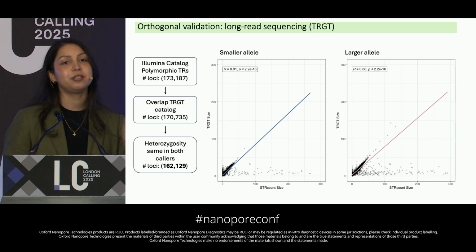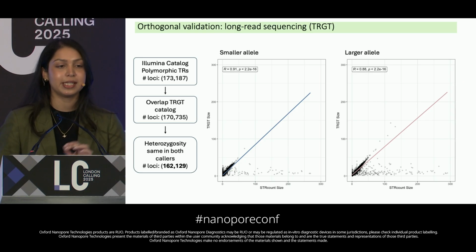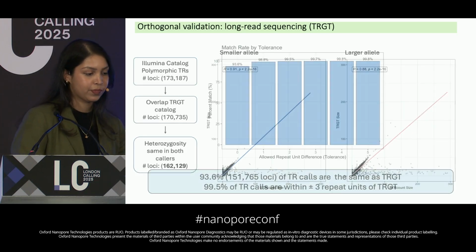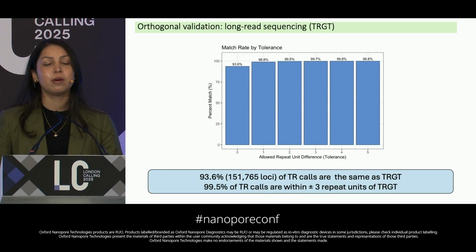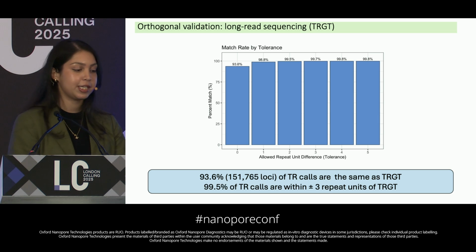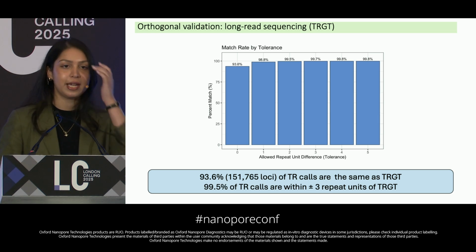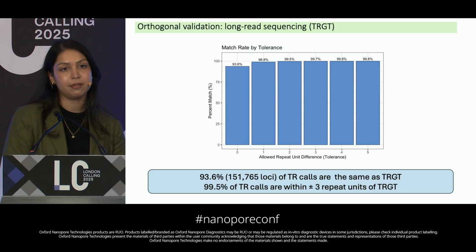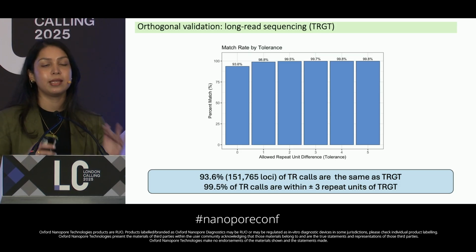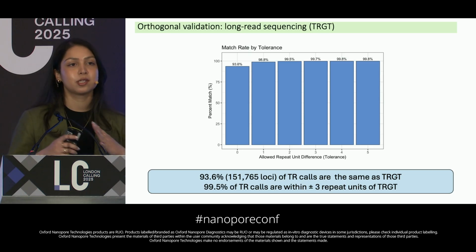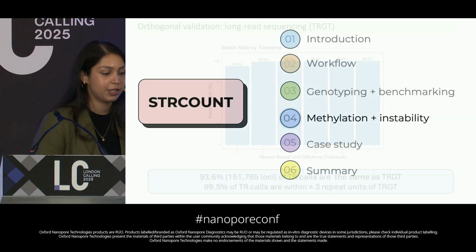In fact, we found some larger repeats in the ONT data set that we weren't able to see in the PacBio data set. And this is just showing you a match rate by tolerance. If we looked at perfect matches between ONT and PacBio data, we see just over 93% match. However, over 99.5% of our calls were matched if we account for ±3 repeat units. So we're falling within a very good range of accuracy.